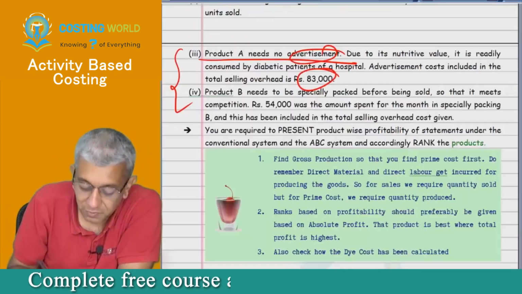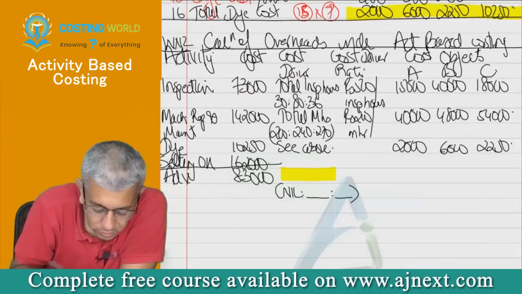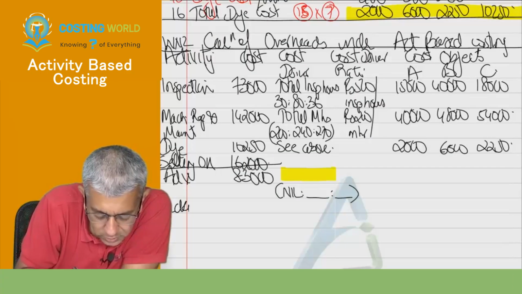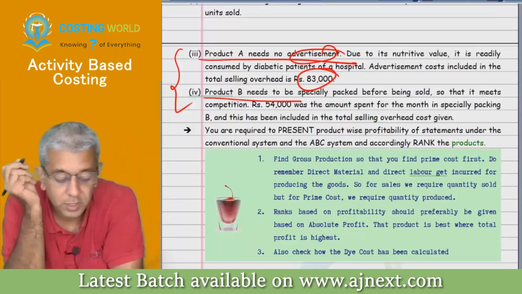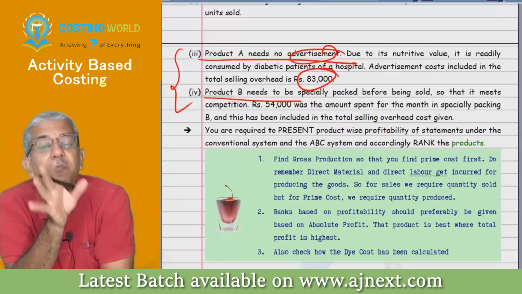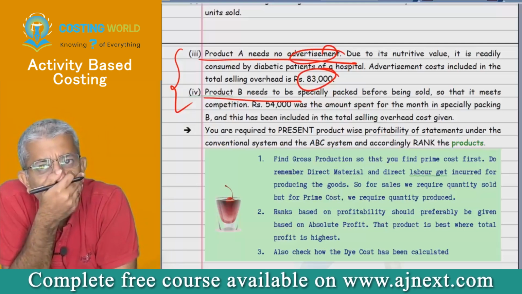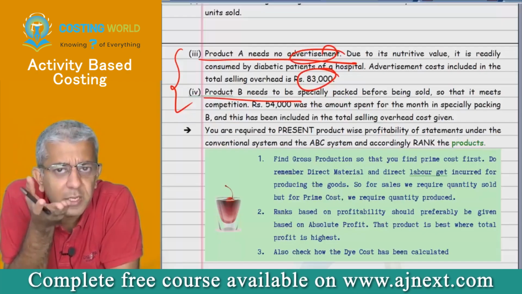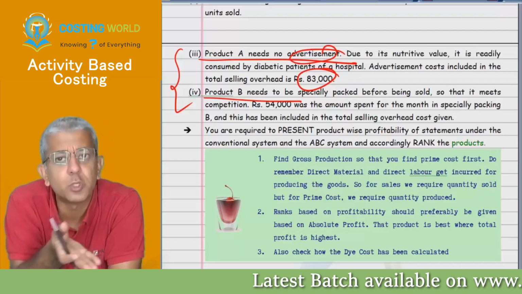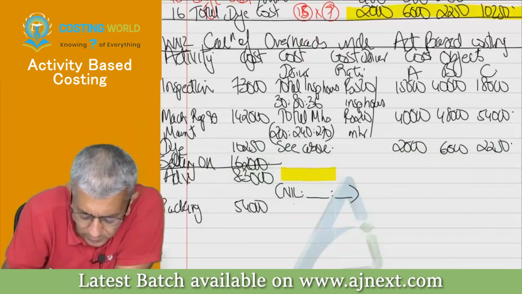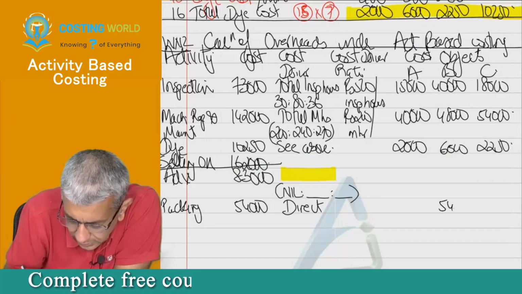Okay, then further. Can we say there is another part of it, and there is nothing but packing cost. Packing cost in this particular case is 54,000. Now, you all read part 4 also here. You will tell me this entire 54,000 will go to product B because product B needs to be specially packed before being sold and 54,000 was the amount incurred for this only, no? Okay. So in this particular case, you can write down direct. So 54,000 directly goes to B.